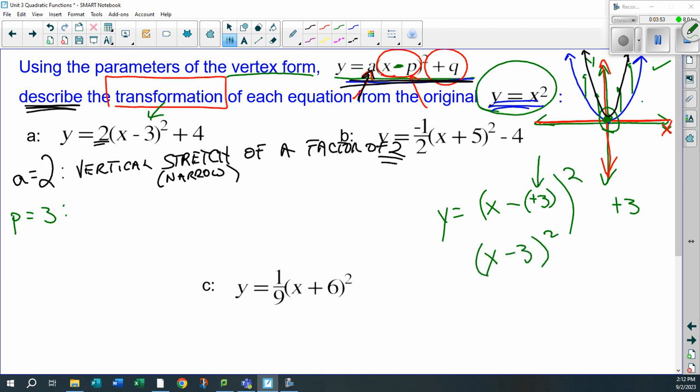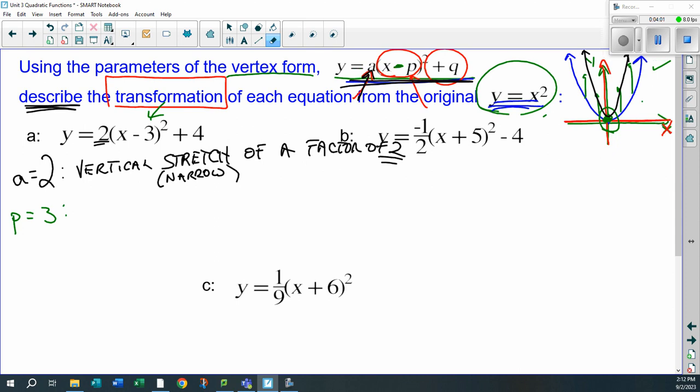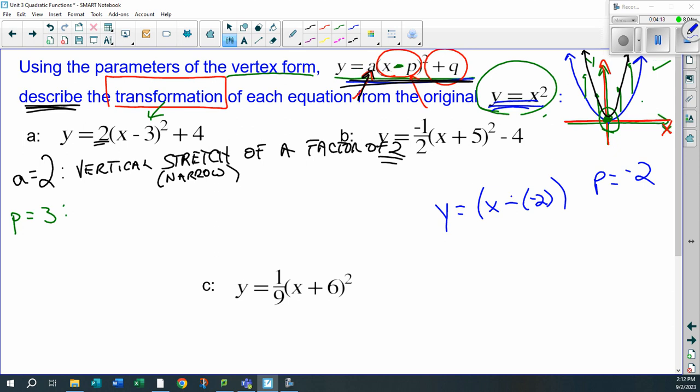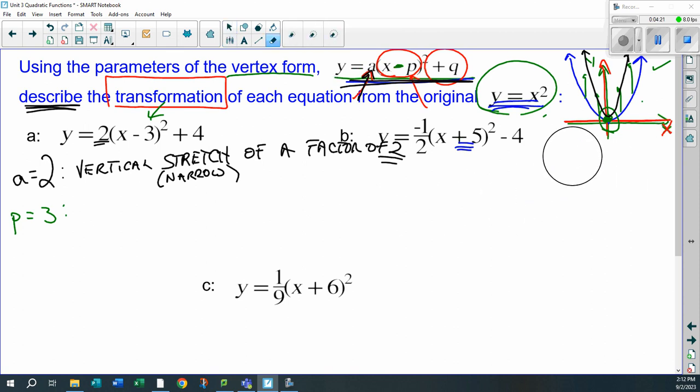But look at the original number. The original number was positive 3. Wait a second. But what happens if it's a negative then? Well, check this out. If your P is actually, let's say, a negative 2, this would be y equals x minus, substitute in the negative 2. Look what happens. Negative makes this a positive, which kind of looks like what we got right there, hey? Yeah, that's going to be the next question. So that's the only trick to this. You've got to remember that if this guy is a negative, the P value, in fact, is positive.